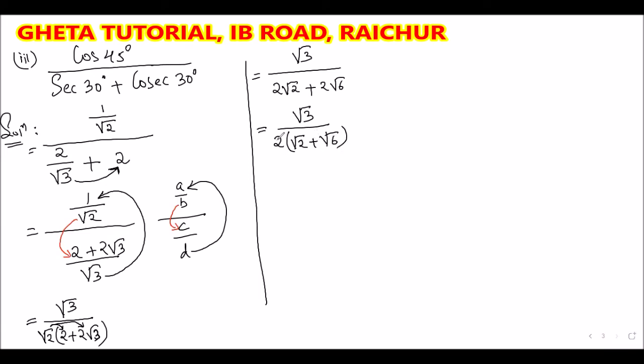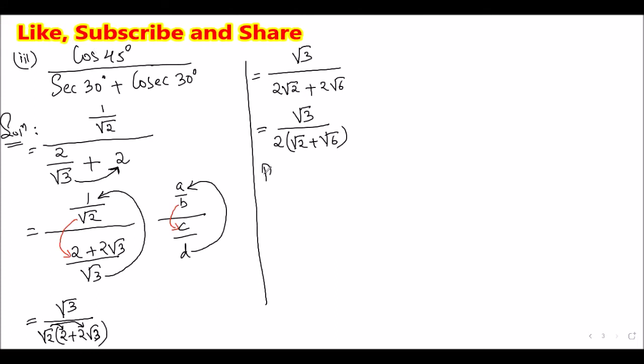Now let us see what we should do here. Now you have to go for rationalizing the denominator. So in this, root 3 as it is, divided by 2 into root 2 plus root 6.